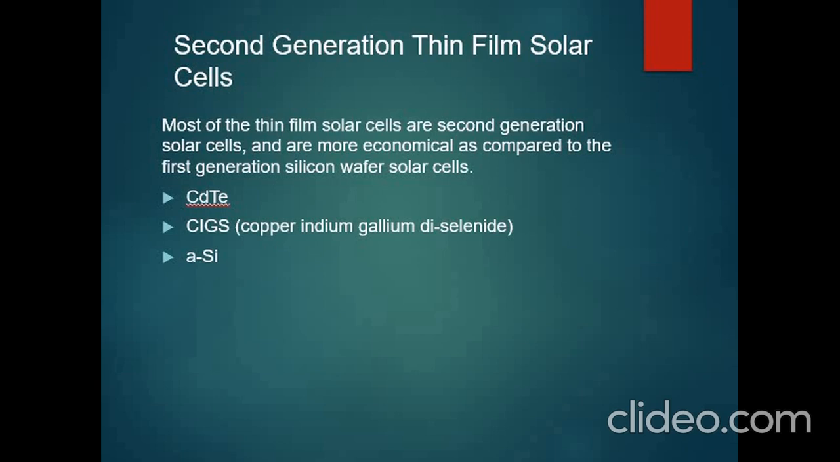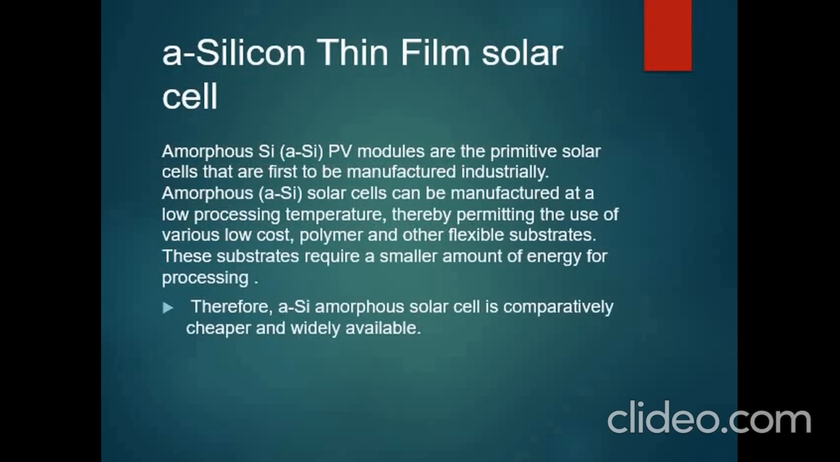So starting with the amorphous silicon thin film solar cell. It is a primitive solar cell, the first to be manufactured industrially, and it has the benefit that it can be manufactured at low processing temperature. Due to the use of various low cost polymer and other flexible substrates, these substrates require a small amount of energy and processing time. It has the advantage of wide availability and cheaper cost. But there is a disadvantage also, as it has a poor and almost unstable efficiency. Currently, the efficiency of commercial photovoltaic modules varies in the range of 4 to 8%.